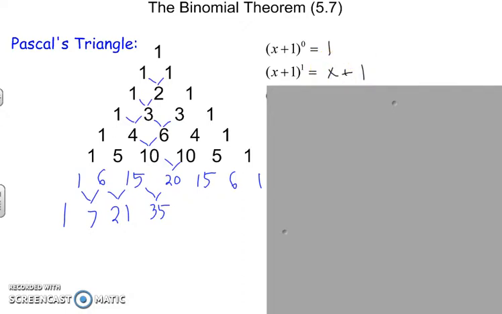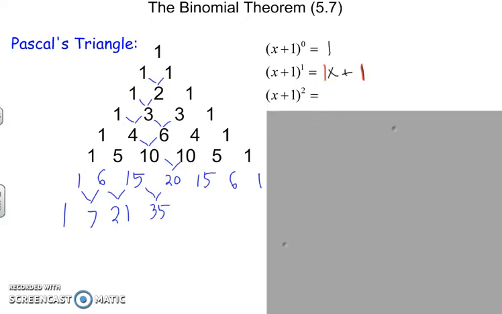I'm going to highlight the coefficients and constants there. The coefficient is 1 and the constant is 1, 1, 1. Ooh, interesting. Very interesting. If you were to multiply this out, what I mean by that is it's a binomial times a binomial.